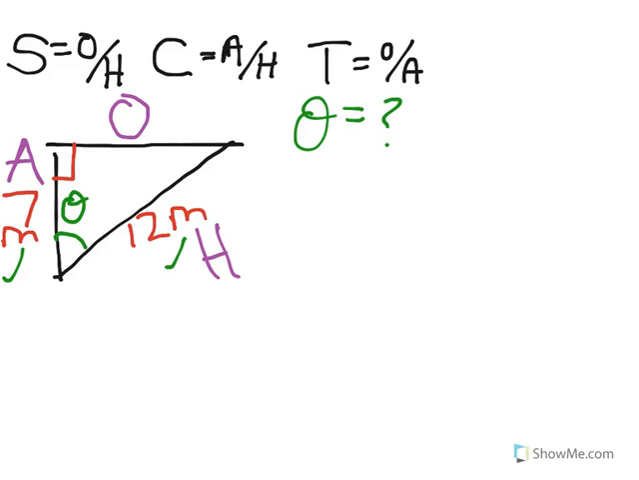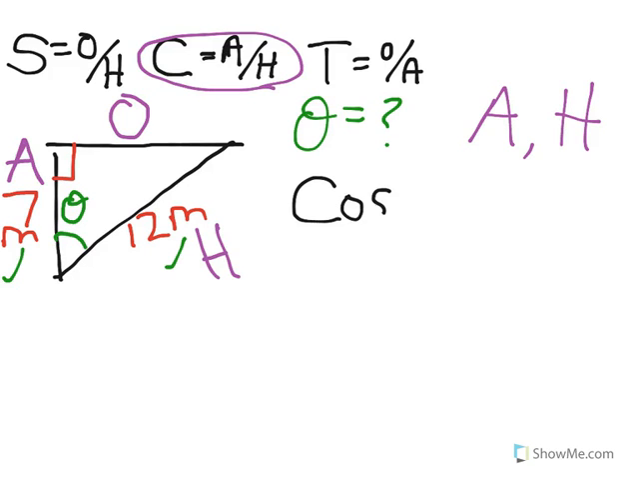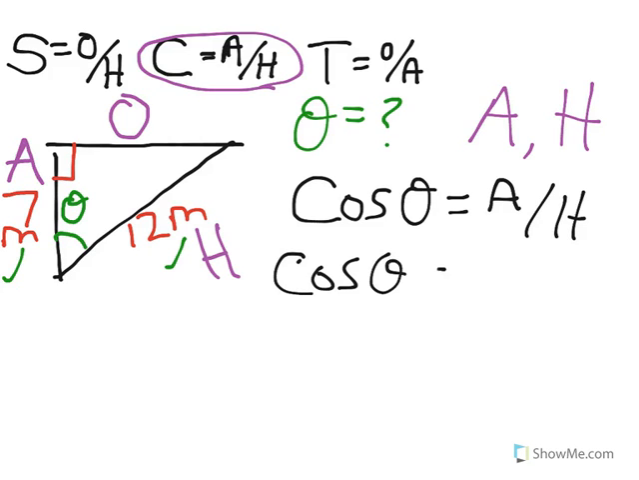So you can see I have information on the hypotenuse and the adjacent side. I have an A and I have an H information. What trig function deals with A's and H's? The cosine function. So let's use the cosine function. It says the cosine of some angle is equal to adjacent over hypotenuse. I don't know what that angle is, so I'm just going to keep calling it theta. The adjacent side, according to my triangle, is 7 meters, and the hypotenuse is 12 meters.